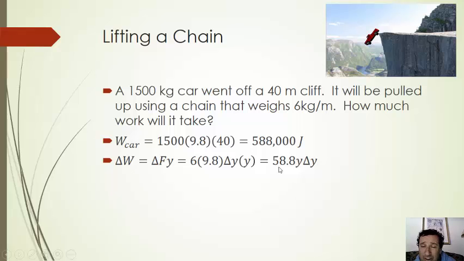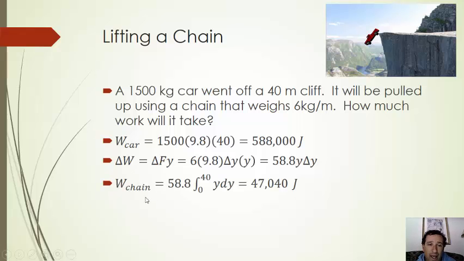And when I multiply it, I get 58.8 y delta y. So to find out the total work, we're used to this. We add up all the little bits of work, and we take a limit as delta y goes to 0. And what do you know? We have an integral. I can pull the 58.8 outside the integral.